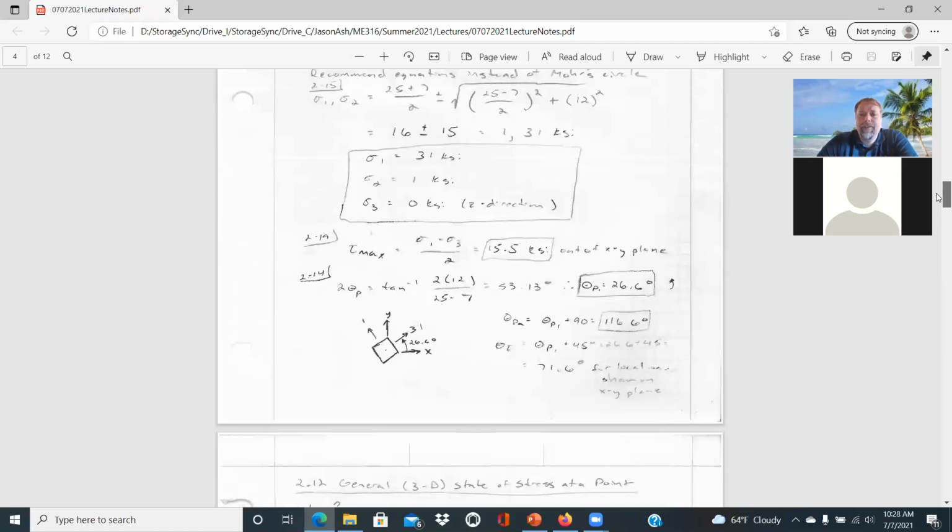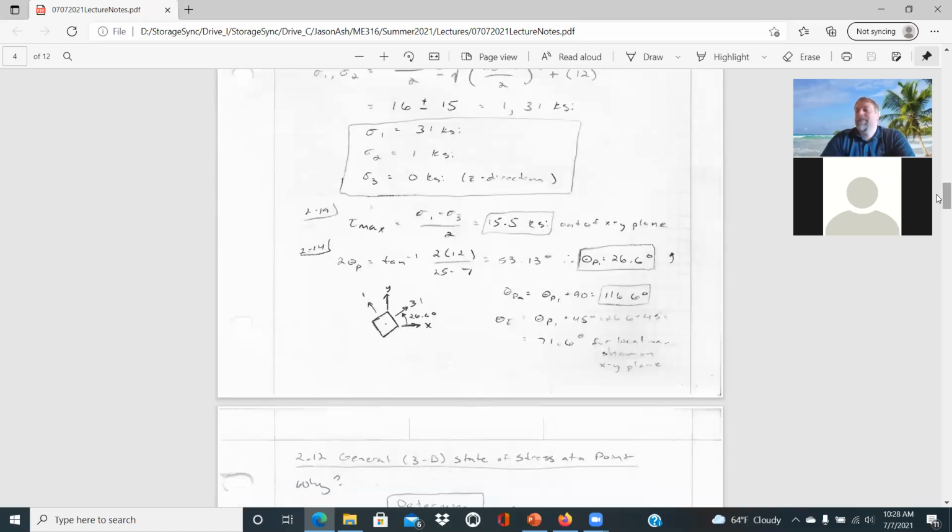But that's just a quick review on stress transformations and getting that notion of principal stresses again, because failure theories make use of principal stresses significantly.